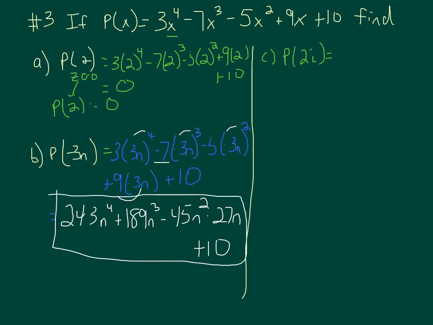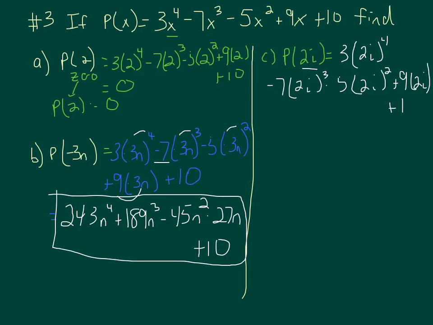That's the output. Now in part C, find the output when you plug in 2i. So we've got the complex unit going on here. So 3 times 2i to the 4th power, minus 7 times 2i to the 3rd power, minus 5 times 2i to the second power, plus 9 times 2i, and finally plus 10.